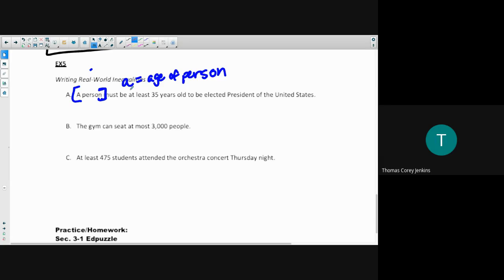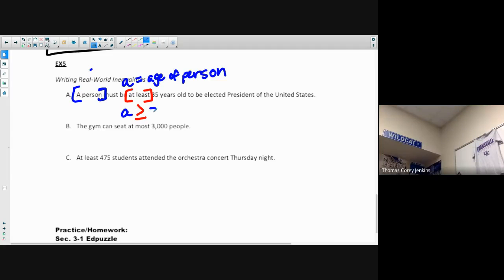At least is a very common kind of nomenclature you're going to see on an inequality problem. At least, what's that mean? So that means you could be 35, you could be 36, you could be 85, you could not be 34. So anything that is 35 or over, right? So as an inequality symbol, that would be greater than or equal to, okay? So we'll have A is greater than or equal to 35. That's how you can write that as an inequality.